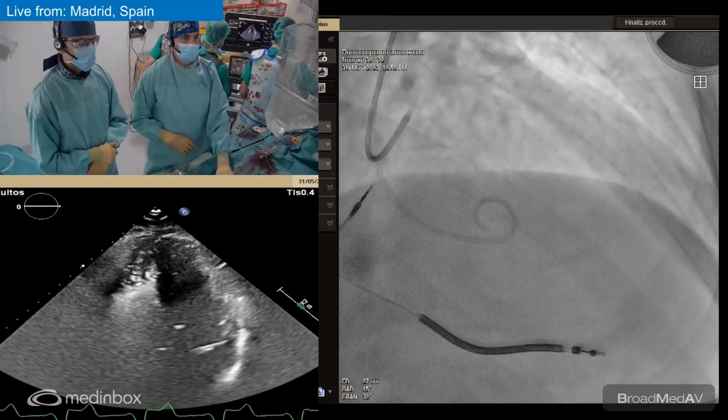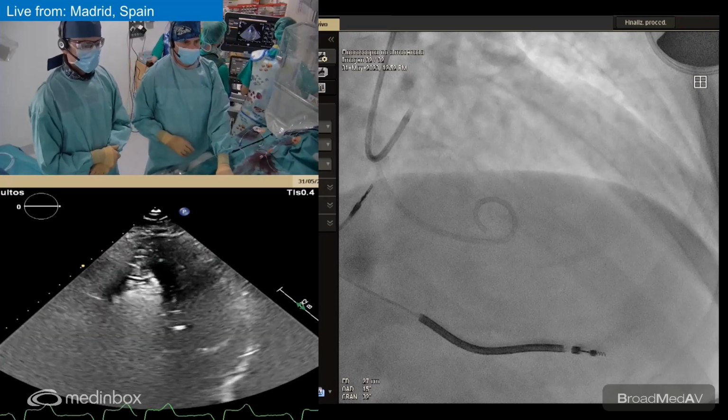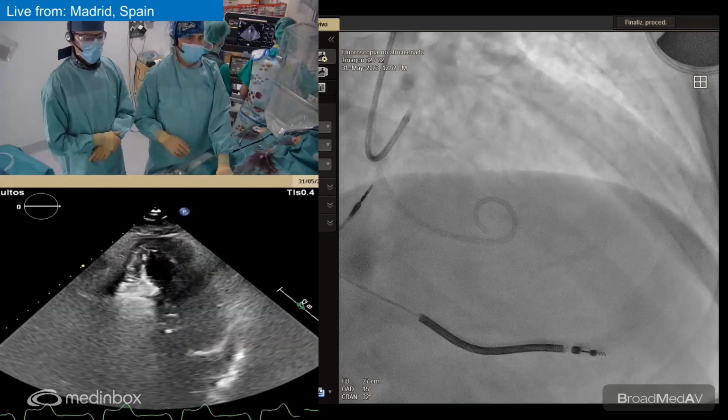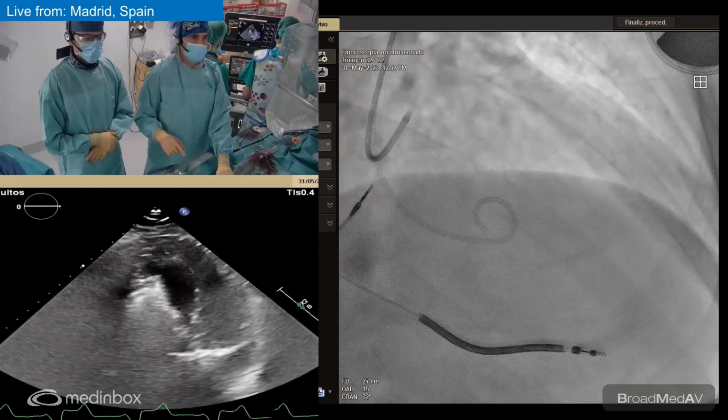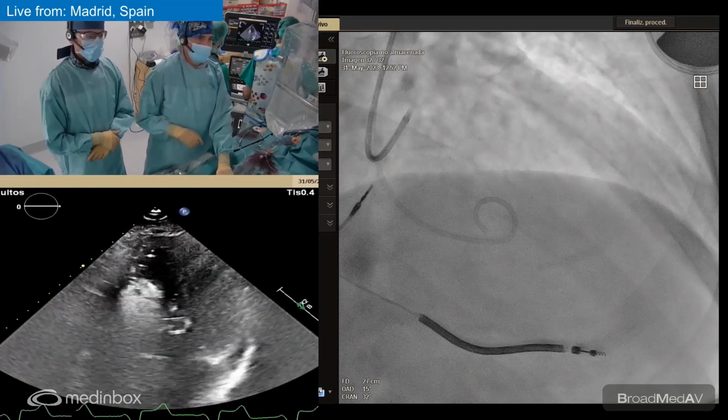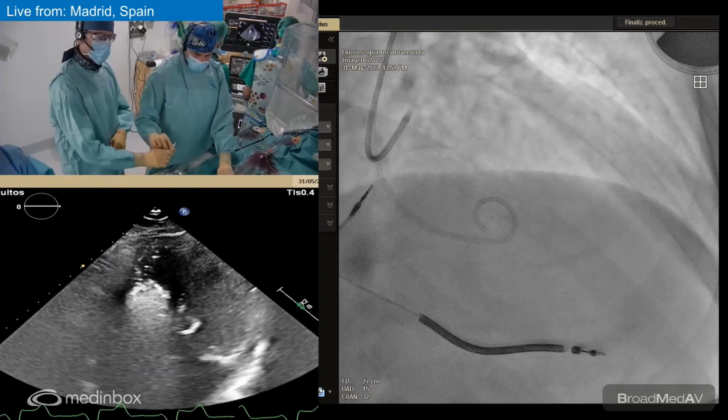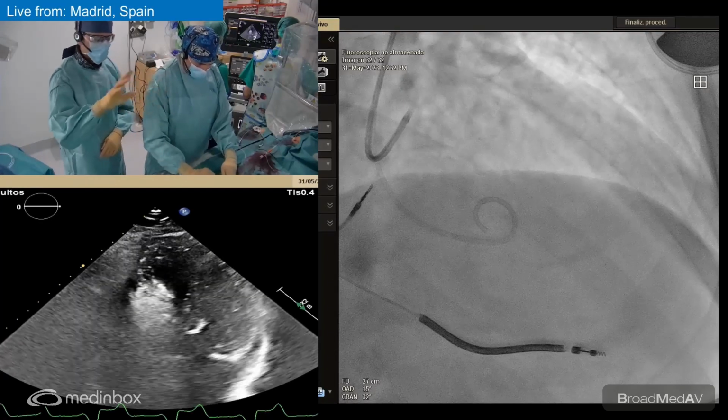I don't know if I'm going to see anything this time. Yeah, because I have the acoustic shadow from the alcohol on top of the ablated myocardium. Let's see the gradient. The main thing is not to see any white thing outside in the apex.